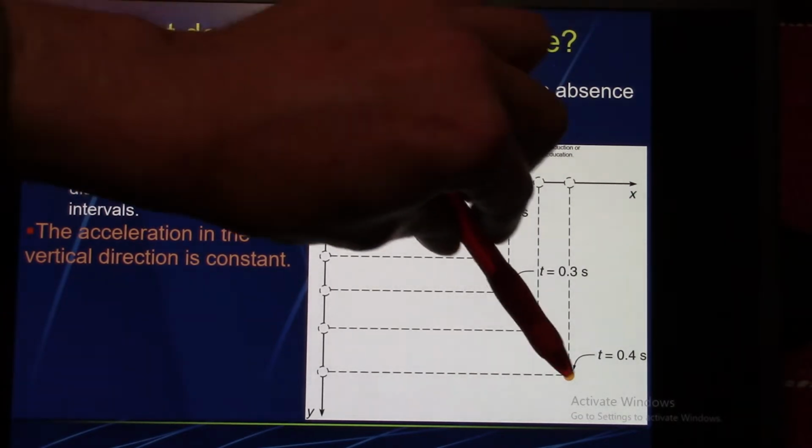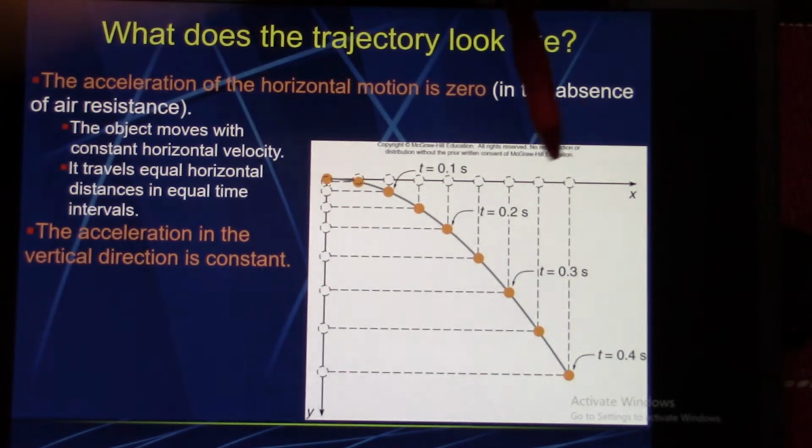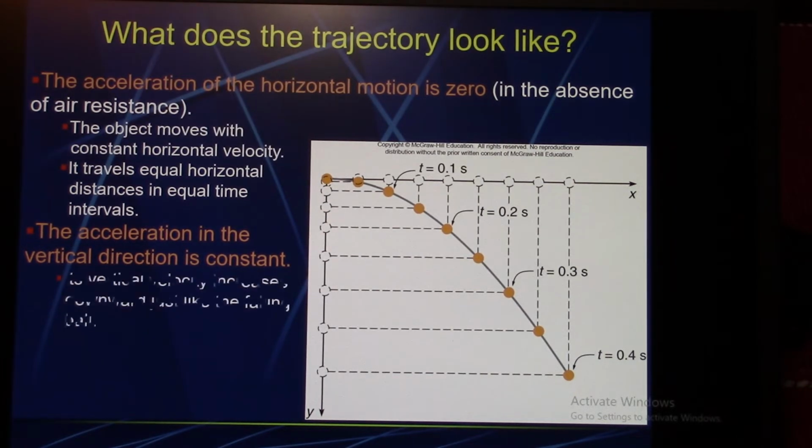Now the net velocity is a combination of the two, right? But that's where vectors come in. We're going to show that in just a bit.